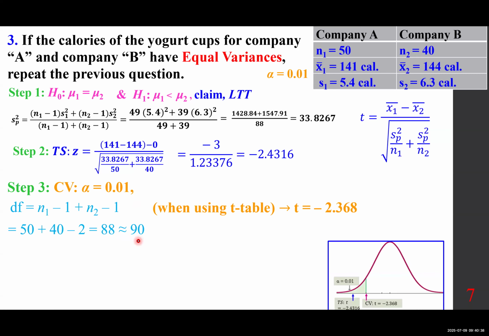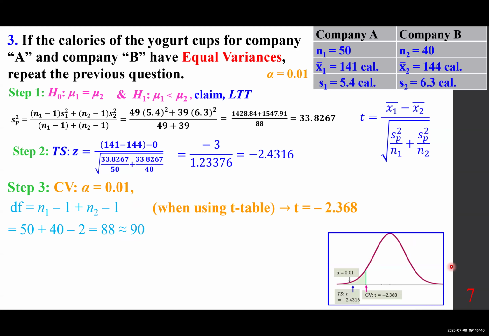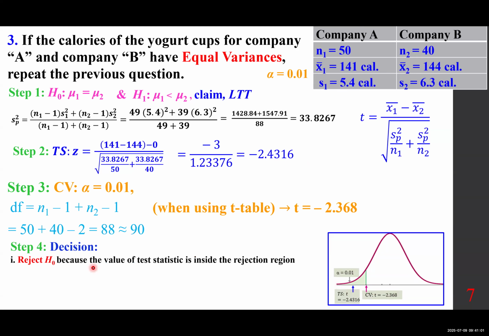And now we are going to do the drawing. As you can see here, the critical value is -2.368. The test statistic is -2.4316, which is smaller than that. That puts us way into the rejection region. Therefore, reject H0. So reject H0 because the value of the test statistic is inside the rejection region.